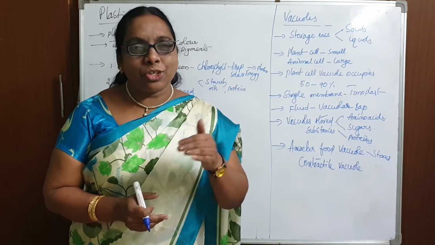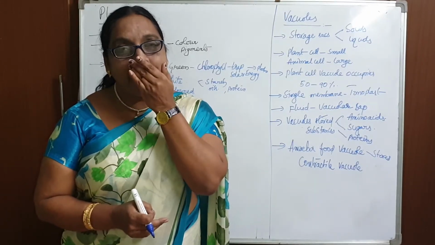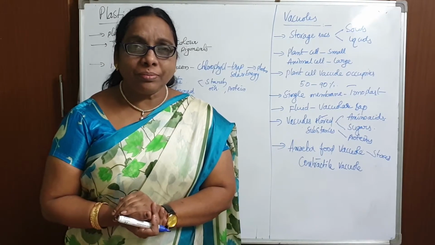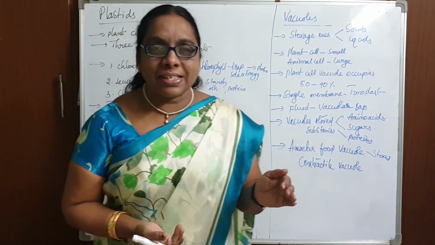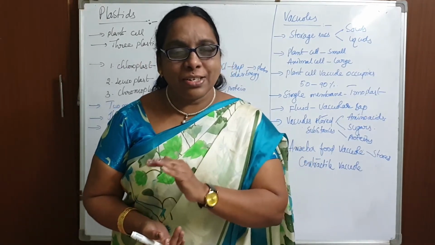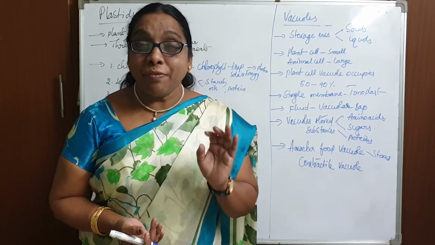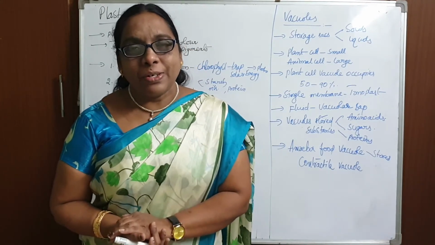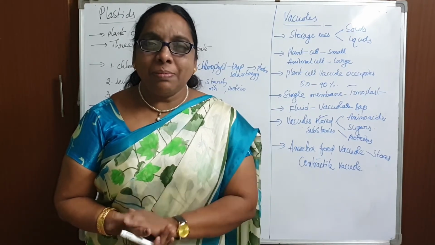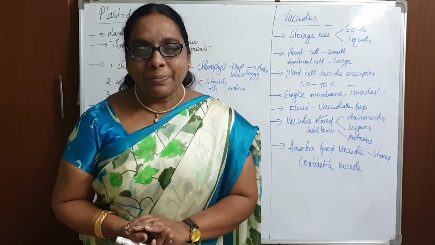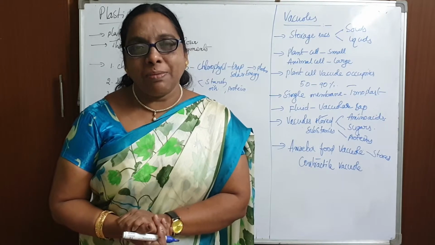There is a short note for you. What are the differences between a plant cell and an animal cell? So what is the answer? The plant cell has a cell wall; the animal cell has no cell wall. The plant cell has vacuoles; very few animals have vacuoles. And coming to plastids, the plant cell has plastids; the animal cell has no plastids. These are the main differences between a plant cell and an animal cell.